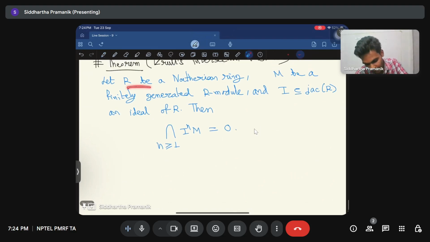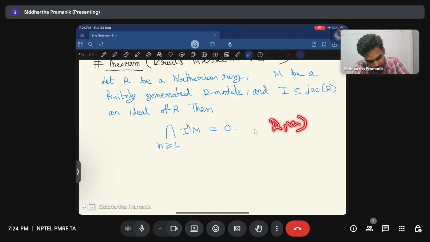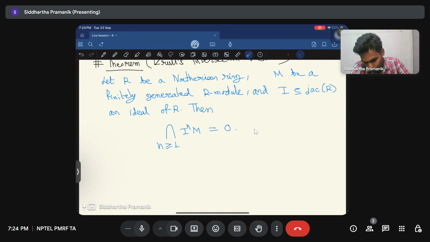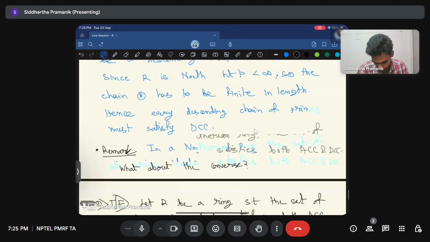So here R is a Noetherian ring, M is a finitely generated R-module, and I is a subset of the Jacobson radical of R. So here we need to apply Nakayama's lemma. In particular, if (R, m) is Noetherian local and I is a proper ideal, then also it is true because m is the Jacobson radical. Okay, so let's do the next problem.